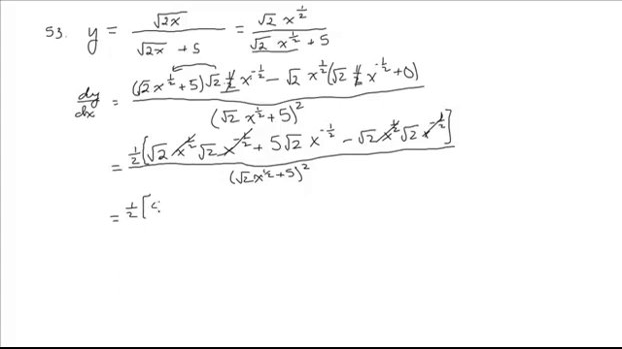Rad 2 times rad 2 is 4 plus 5 square root of 2 x to the minus 1/2 minus 4, all over square root of 2 x to the 1/2 plus 5, that whole quantity squared. We can see that the positive 4 and minus 4 are going to cancel each other out. So what do we have left?